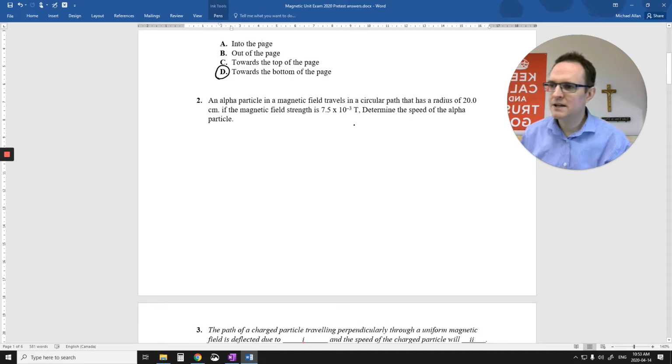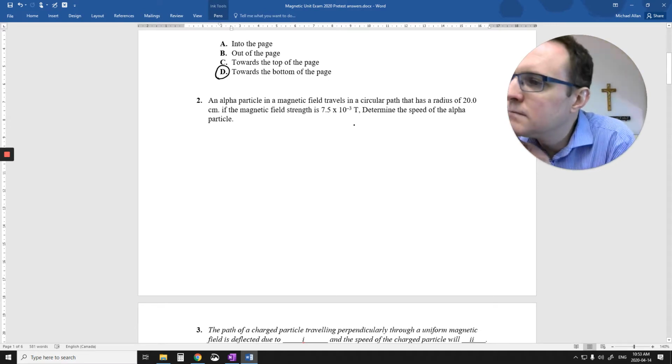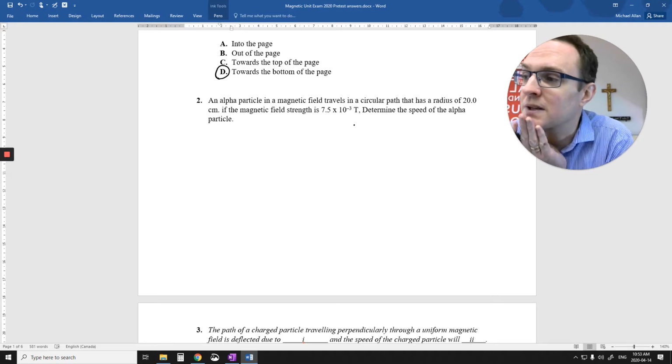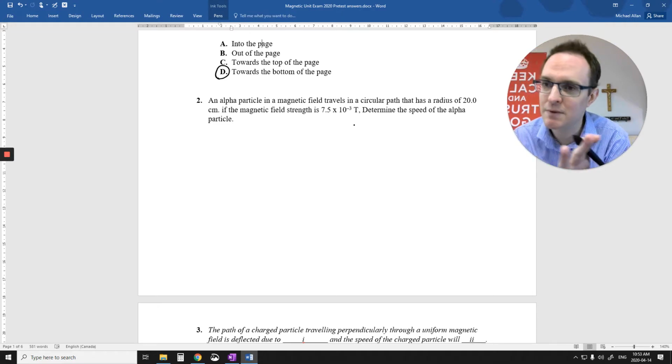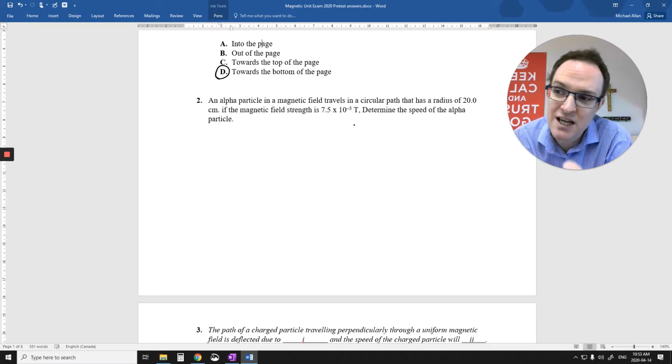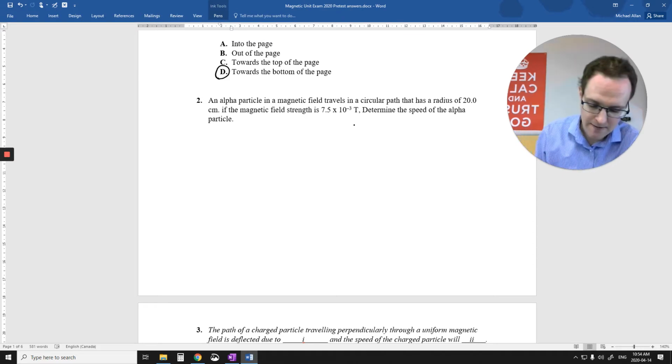An alpha particle here, traveling in a circular path, which is good, has a radius of 20 centimeters. Determine the speed of the alpha particle. It doesn't say velocity, because remember, speed doesn't change since the force is always perpendicular to the direction of motion. It's always going to be in towards the center, while the velocity is tangential to the circle.